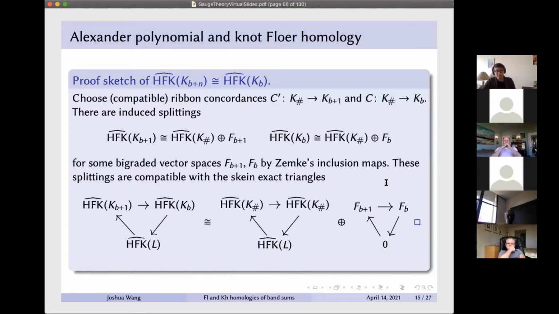And all of these ingredients exist in the instanton setting. So the exact same argument works. Are there any questions?